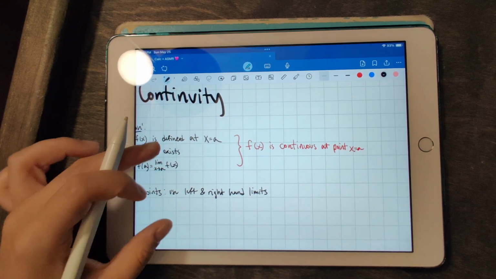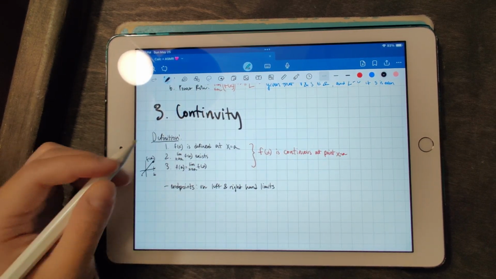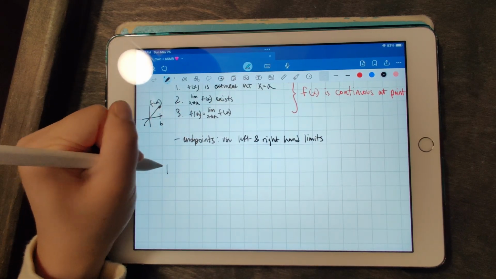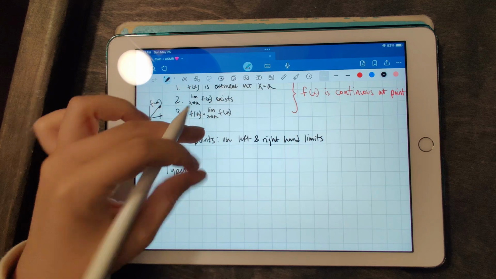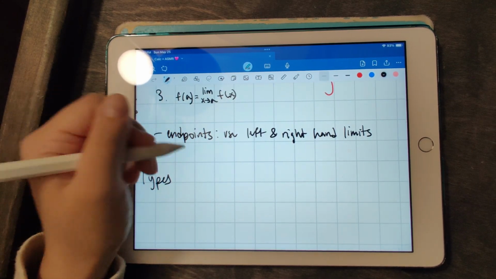Now I want to just quickly talk about some types of discontinuities. There are 4 main types of discontinuities, as in when a function is not continuous.